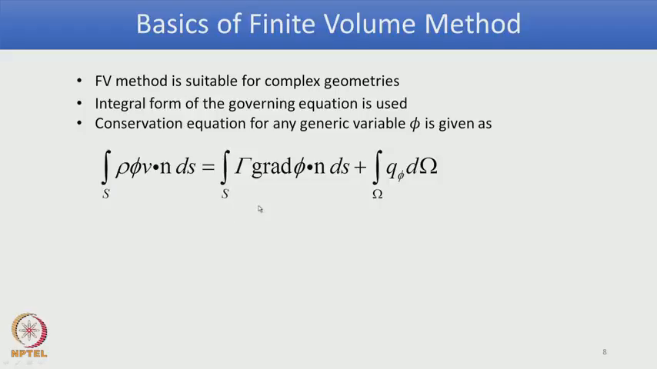So, if you have a control volume with a surface, this is considered over that surface, and then any generation within that volume. This d big omega represents volume, so any generation within the volume is also accounted for. This is nothing but a balance, a budget accounting for flux crossing, diffusion as well as any generation. So, this is the first principle behind deriving the governing equation.